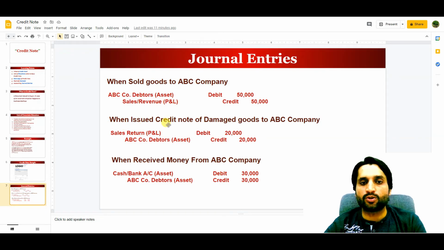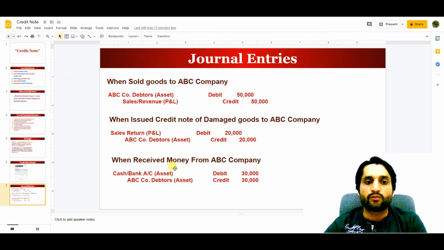Next, when a credit note for damaged goods is issued to ABC company. When we issued a credit note, we get to know that 20,000 worth of goods was damaged. So the goods returned back to us. We pass here sales return, profit and loss account, debited. This is the contra account of sales and revenue. So 20,000 will be debited and ABC company debtor account will be credited. So the ABC company debtor account will decrease by 20,000. The remaining balance in his ledger account will be 30,000: 50,000 minus 20,000 is 30,000.